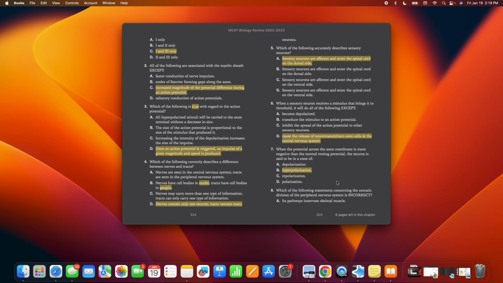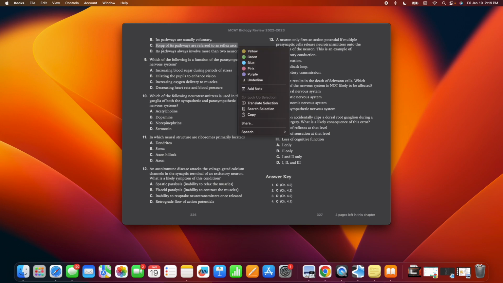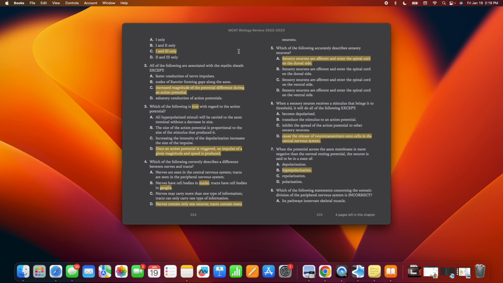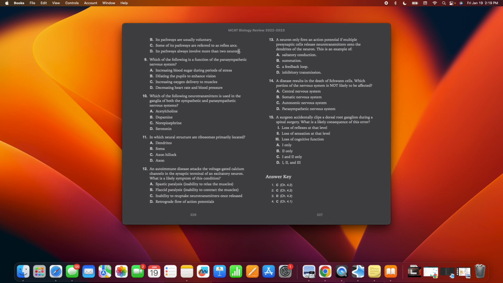Its pathways innervate skeletal muscle. This is correct. Its pathways are usually voluntary. That is also correct. Some of its pathways are referred to as reflex arcs. Its pathways always involve more than two neurons. It's good to know which of those actually are facts, between C and D.